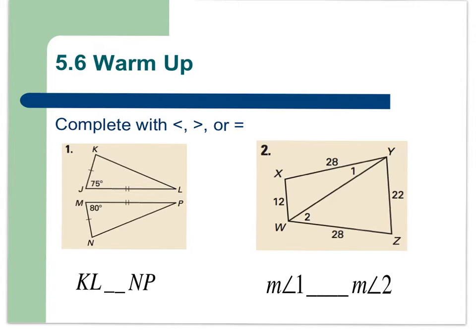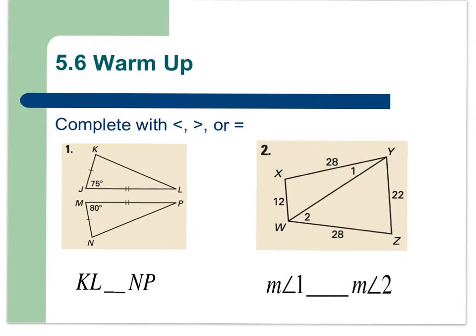And then the converse of the hinge theorem said that if you've got two pairs of congruent sides again, and the third side of one triangle is bigger than the third side of the other, then the angle opposite that third side is going to be bigger than the angle opposite the smaller side. So this just says complete with less than, greater than, or equal to.